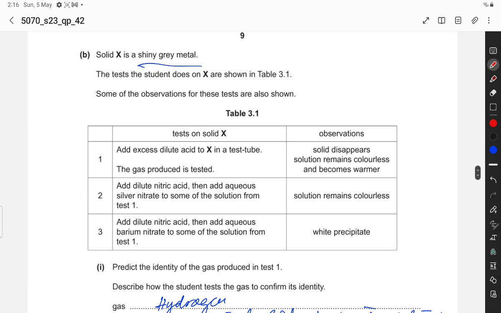Solid X is a shiny gray metal. The tests the student does on X are shown in table 3.1. Some of the observations for these tests are also shown.